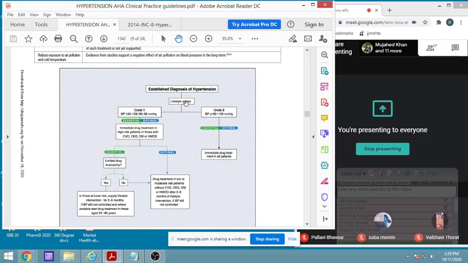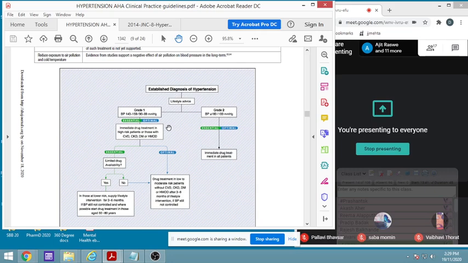They are important. Now we have got the categorization. If it is grade 1 or grade 2, grade 1 is BP less than 160 systolic and diastolic less than 100. This we call grade 1. And grade 2 is blood pressure where systolic is more than 160 and diastolic is more than 100 mmHg. What we will do here, in both cases, optimal and essential are the same. That is immediate drug treatment in high risk patients.